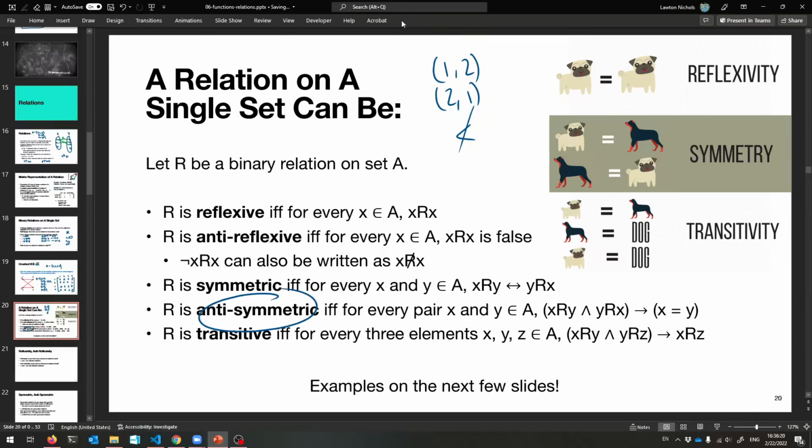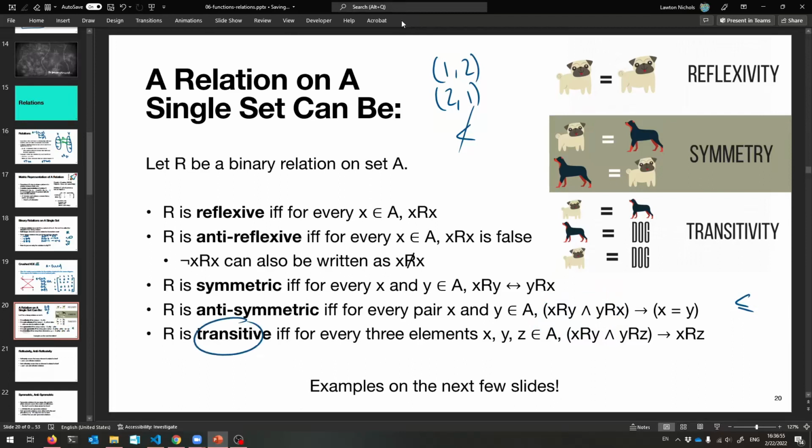So that's not a symmetric relation. Perhaps it's anti-symmetric. This one isn't. But a relation is anti-symmetric if you have both of them. If you know that X is related to Y and Y is related to X, then the only way that could have happened is if X is equal to Y. So if X is related to Y and Y is related to X, then that implies that X is equal to Y. A good example of an anti-symmetric relation is less than or equal to. I'll give you more examples in a second.